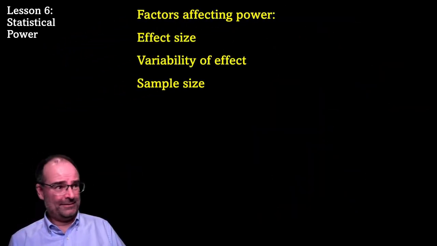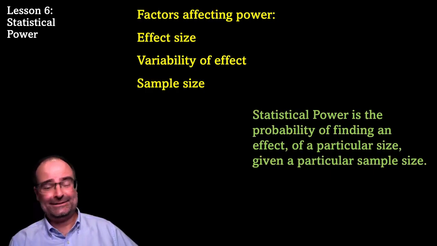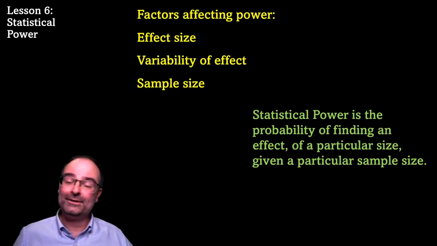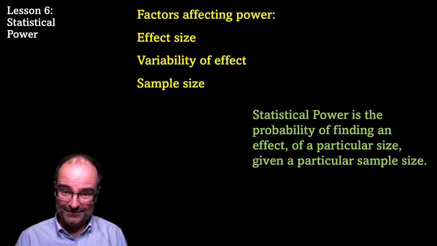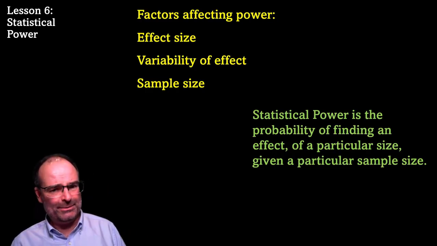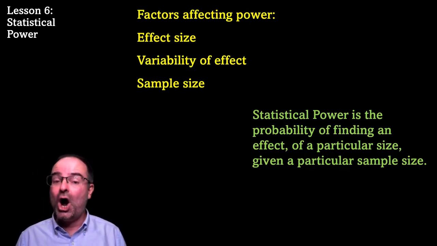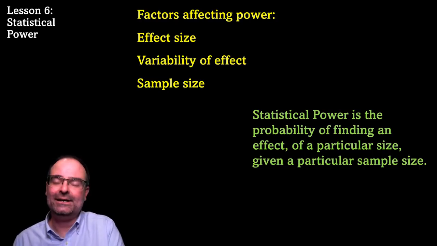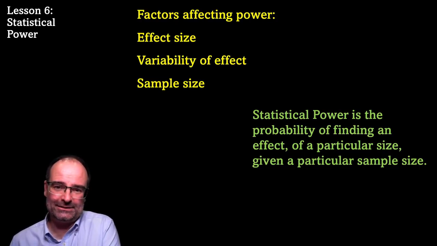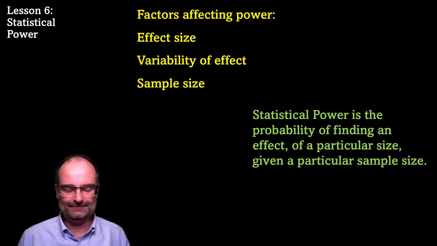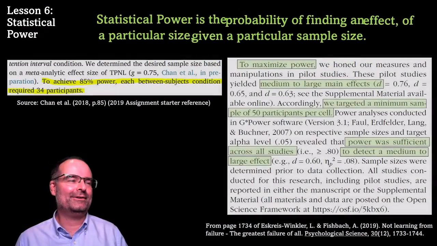Effect size, variability of effect, sample size. And just to recap again, statistical power is the probability of rejecting a null hypothesis that is false. To express it more formally, it's the probability of finding an effect of a particular size given a particular sample size. So it can be expressed as a probability in this way, but as I said, it's only ever estimated.